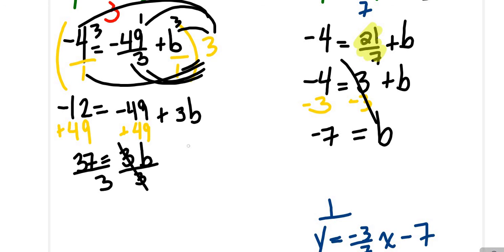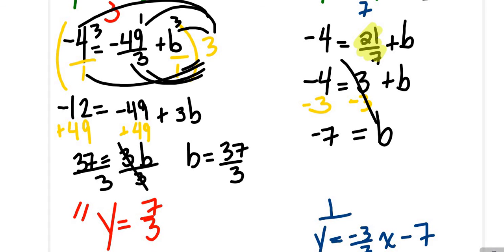We end up with b equals 37/3. So our parallel equation is going to be y equals the parallel slope, 7/3 x plus 37/3.